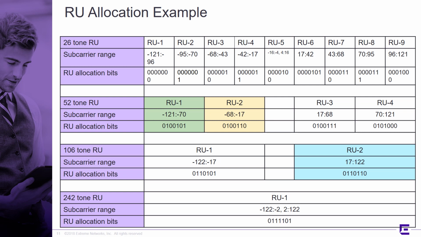So we can see that, again, for the 106 tone, if we had both 106s, it would be RU1 and 2, but this is RU2 for 106 tone, from 17 to 122. And so this is how the trigger frame would allocate, at both the physical and the MAC layer, these RUs to the clients, causing them to then transmit uplink after a SIFS.